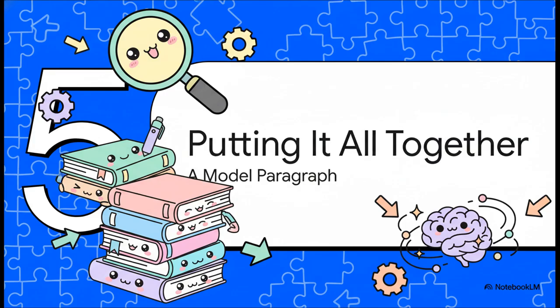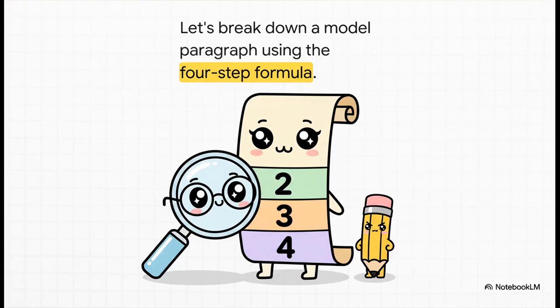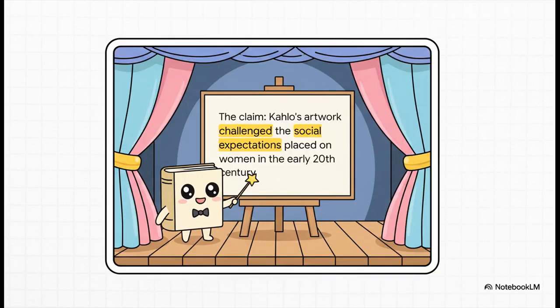All right, time to put it all together. Let's see what a perfectly built analytical paragraph actually looks like out in the wild. So, we're going to break down a model paragraph, step by step. It's all about Frida Kahlo's 1940 painting, Self-Portrait with Cropped Hair, and it uses our four-step formula with this sociological lens. Okay, first things first, the topic sentence.